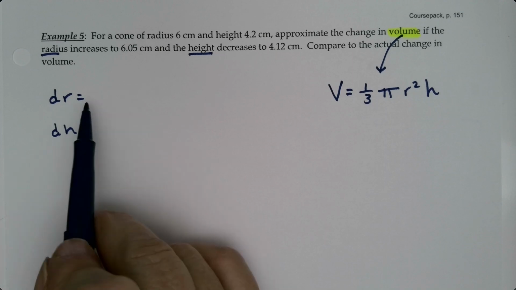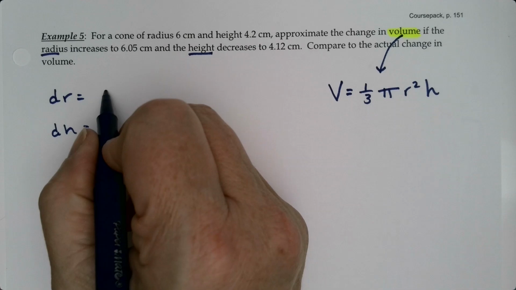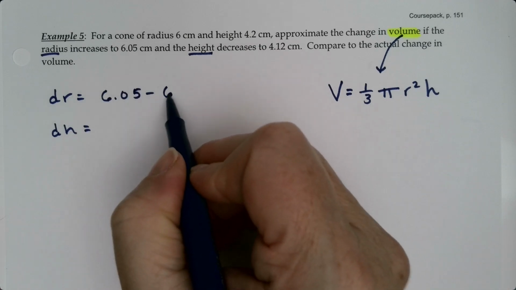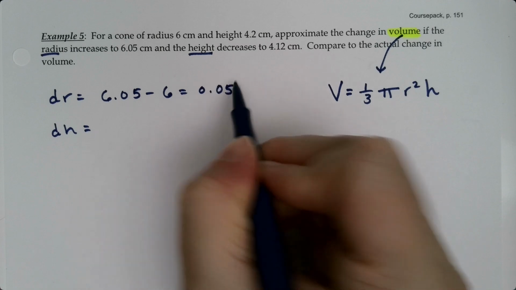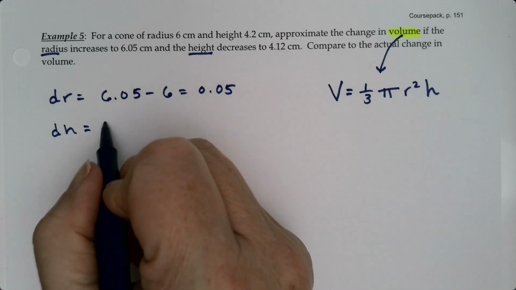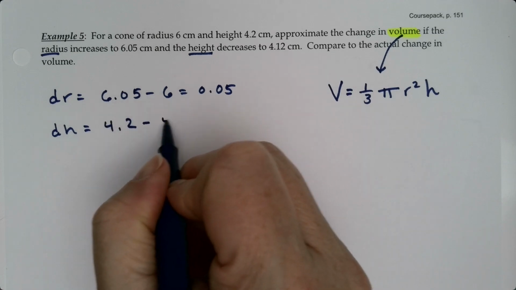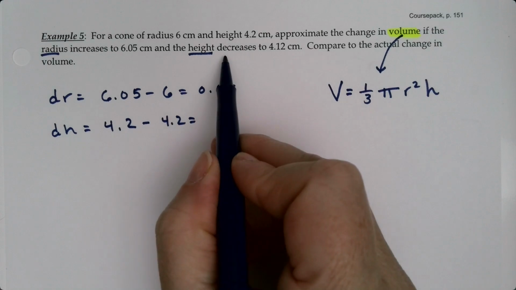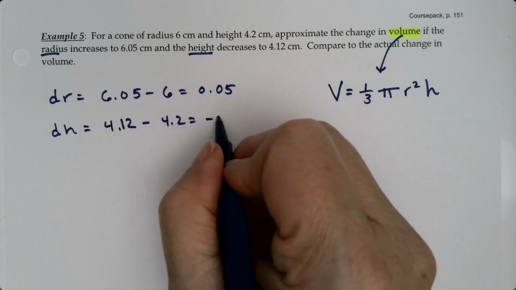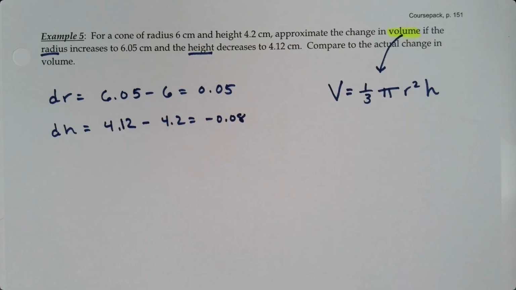Okay, so dr would be 6.05 take away 6, so that would be 0.05. dh would be 4.12 take away 4.2. Notice it's decreasing. Oops, that's a 1, 2, and that makes it negative. All right, so we have those two pieces.